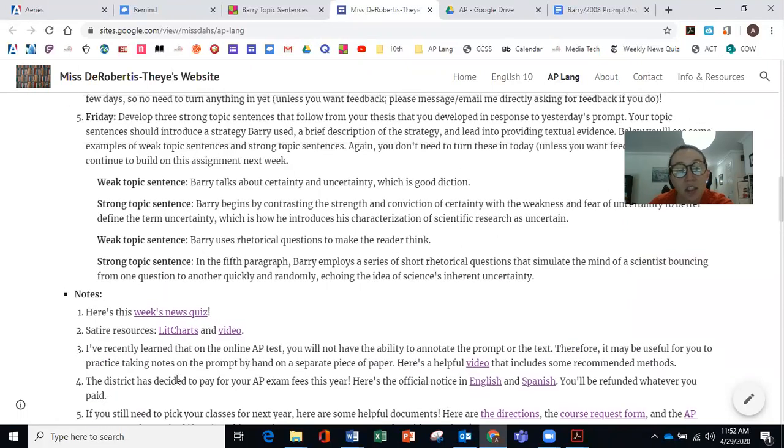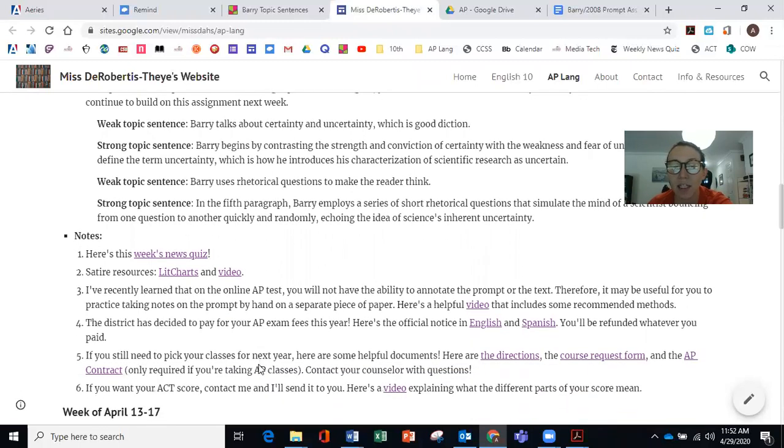And then again, the district did decide to pay for your AP exams this year. However, if you are currently signed up to take the exam and you have decided that you're not able to, or you don't want to, for whatever reason, that's fine. You just need to let the College Board know as soon as possible so that you will be refunded. The district will be refunding you, but also the district won't have to pay for the exam either. So again, there's no penalty if you now decide not to take the exam.